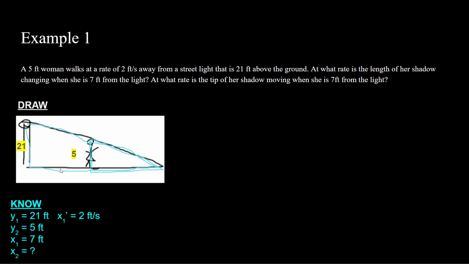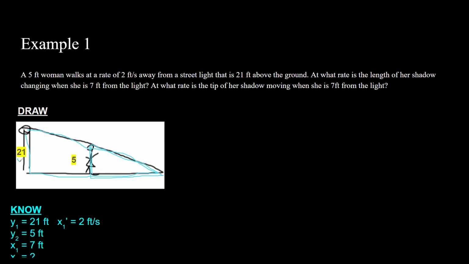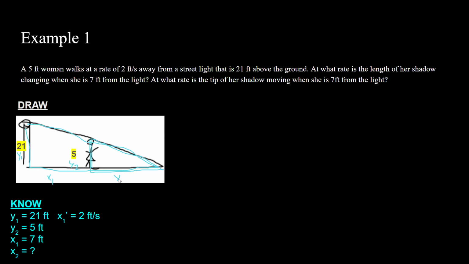Okay, y1 is 21 feet. So I'm calling this y1 right here the length of the street light, sorry. I'll call y2 the height of her. And I say y just because I usually think of y as height, right? And then I'll call the distance between the light and her x1, and the distance between her and the tip of her shadow x2.